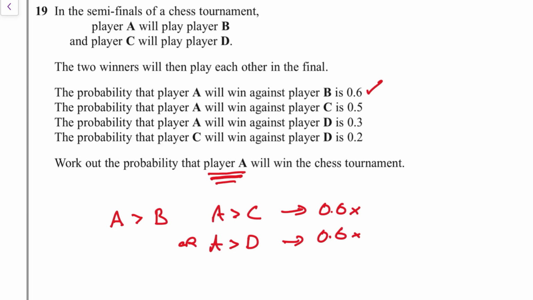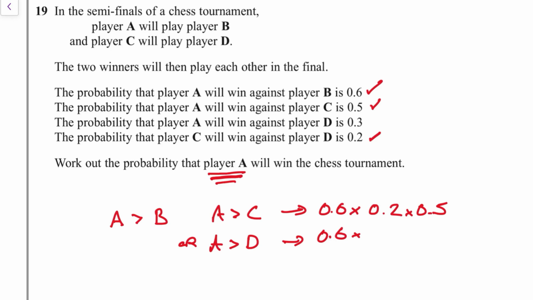0.6. So this is kind of like a tree diagram, but not really, because it doesn't really work in that sense. Now, in order for A to beat C, well then C must beat D in the first place. I'm going to use this one here. So C beats D with 0.2, and then A is going to have to beat C with a 0.5. This is quite a clever question. I like this question. Good question, this one.